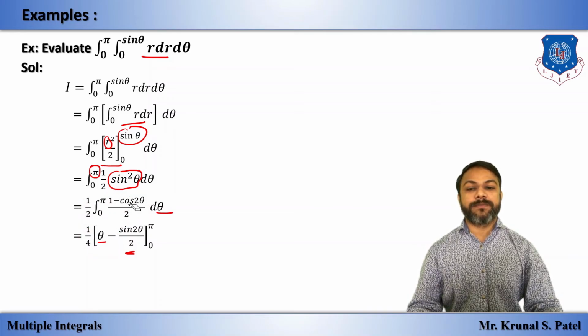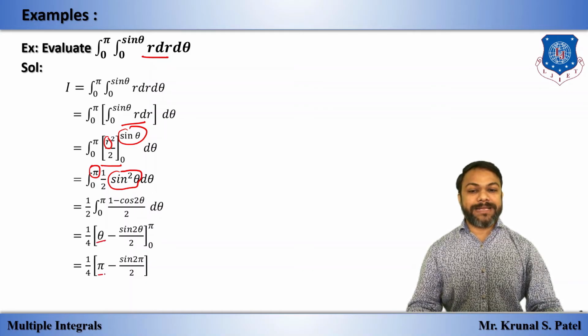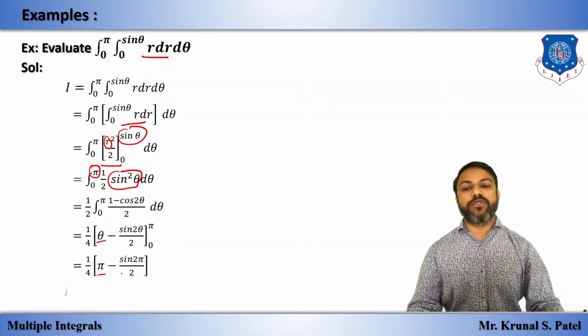So we have upper limit minus lower limit: pi minus sin 2 pi by 2, minus, if we put 0, so 0, and sin 0 is also 0. So pi as it is, and sin 2 pi is 0, so the final answer is pi by 4.